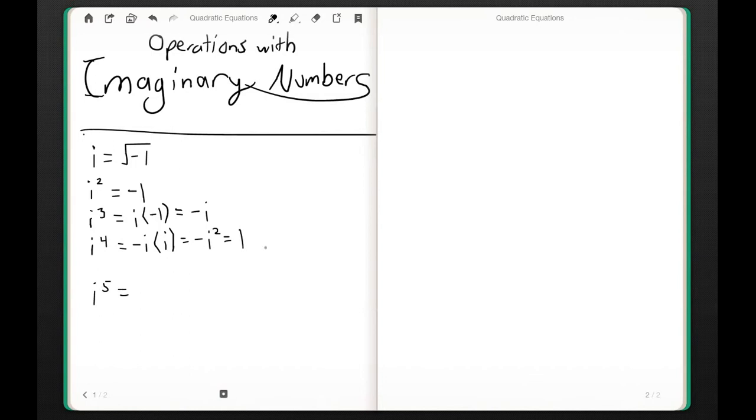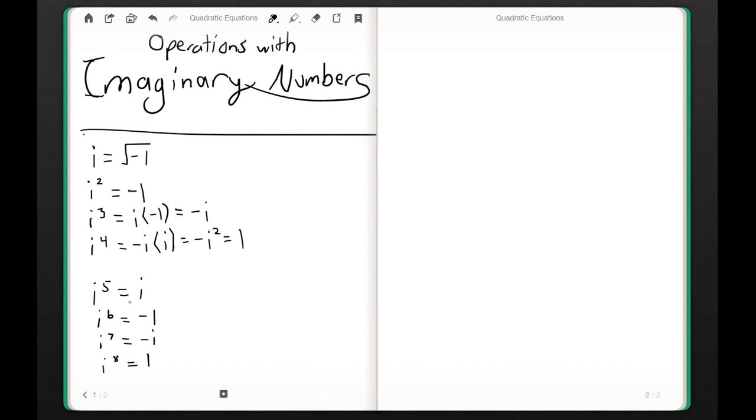i to the 5th, that's going to be i to the 4th times i, so 1 times i is i. i to the 6th, i times i is i squared, so that's -1. i to the 7th, -1 times i is -i. And i to the 8th, -i times i is -i squared, and -(-1) is +1.